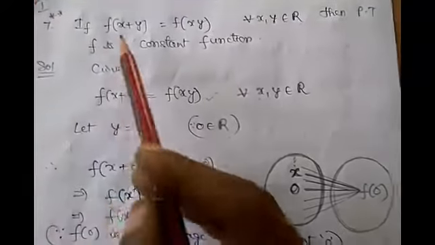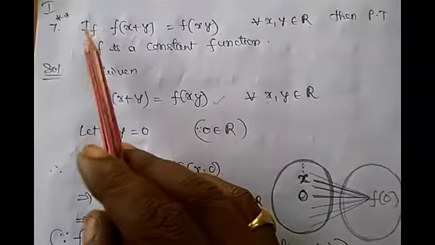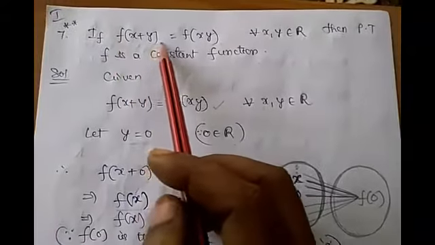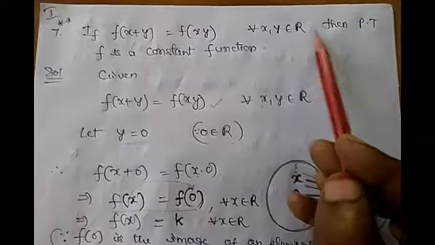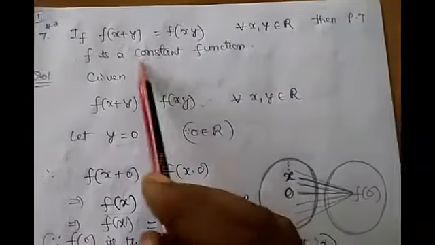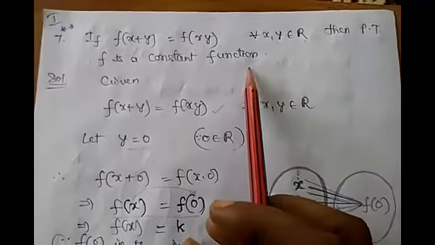Seventh problem. It is important for IPE also. If f of (x plus y) is equal to f of (xy) for every x comma y belongs to R, then prove that f is a constant function.